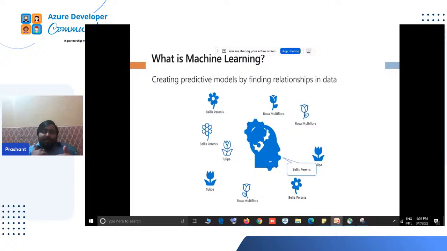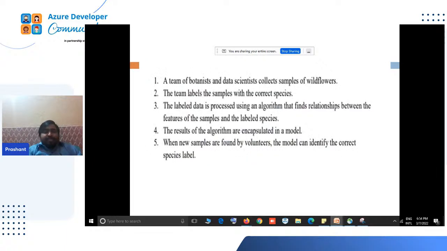So when we next time provide a flower without any labels, the algorithm would be able to identify to which class this flower belongs. That is the whole idea behind ML. If we go to the next slide and try to understand how it would work in this scenario, a team of botanists and data scientists would collect samples of wildflowers, and then label the samples with the correct species. All the samples would be labeled by the existing knowledge that botanists have.